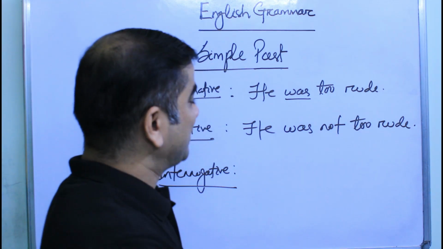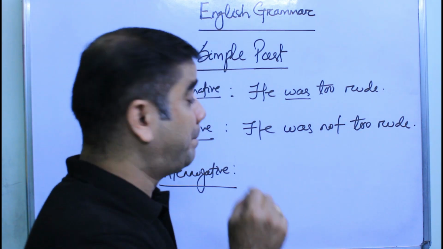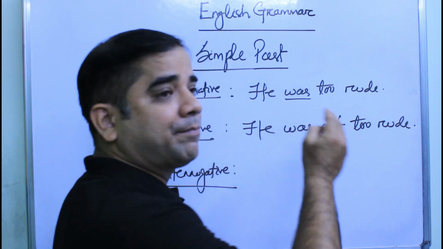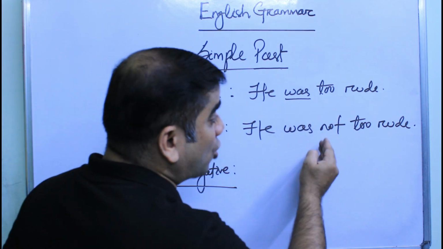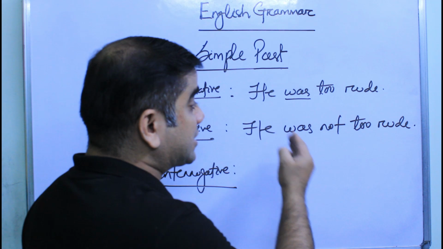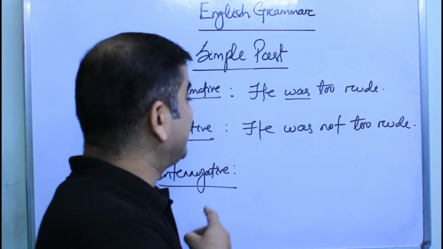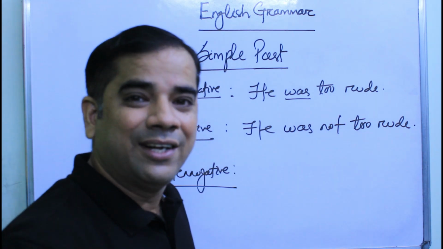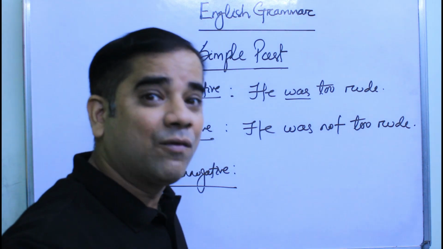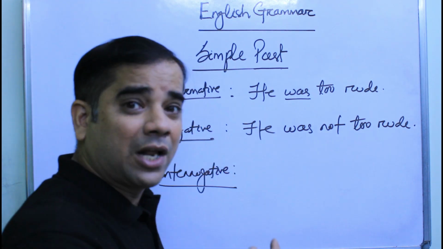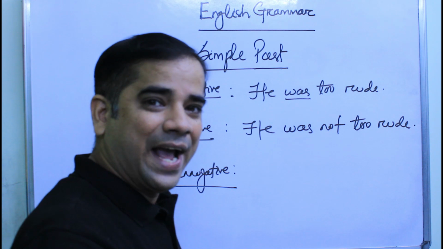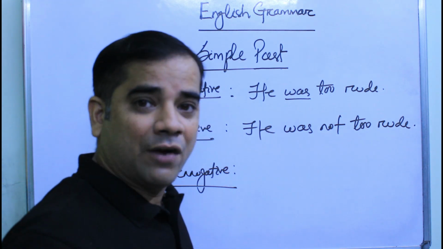Students, just remember, in case of the form of the verb be, we need to place not just after the verb. He was not too rude. I was not too rude. She was not too rude. They were not too rude. Why were? Because they is plural. So we need to use were in case of plural form.